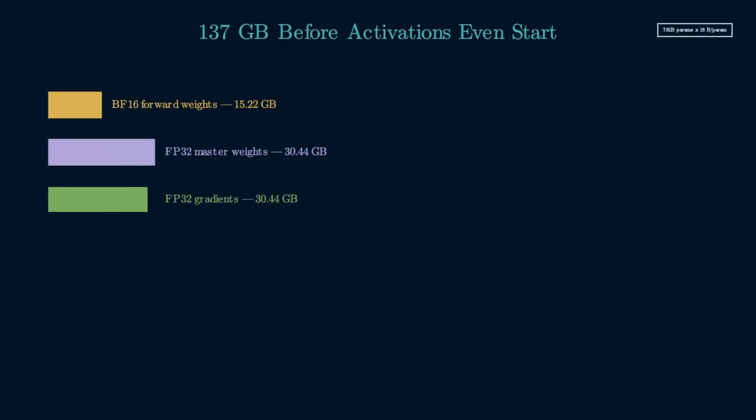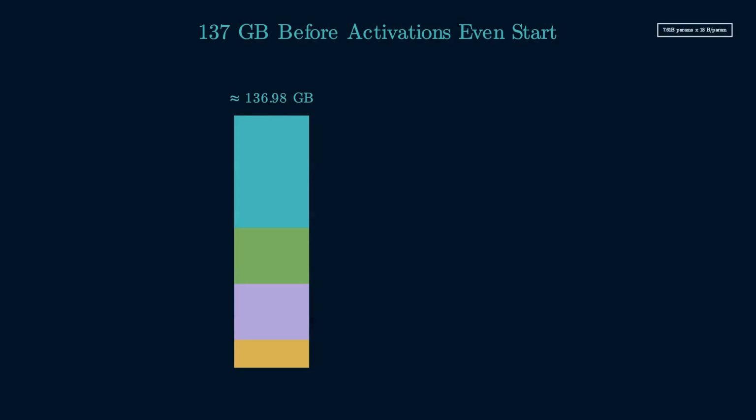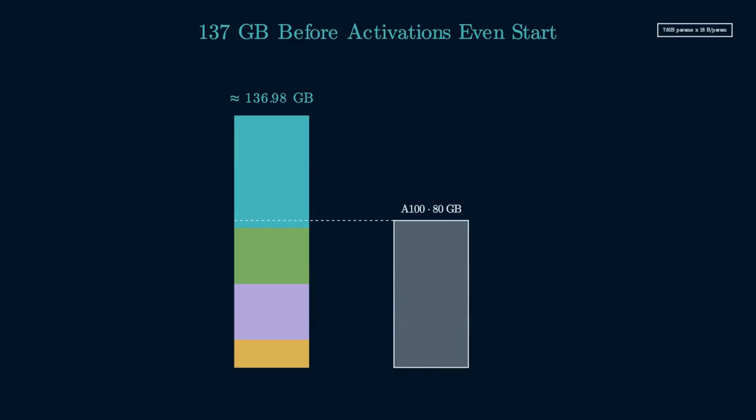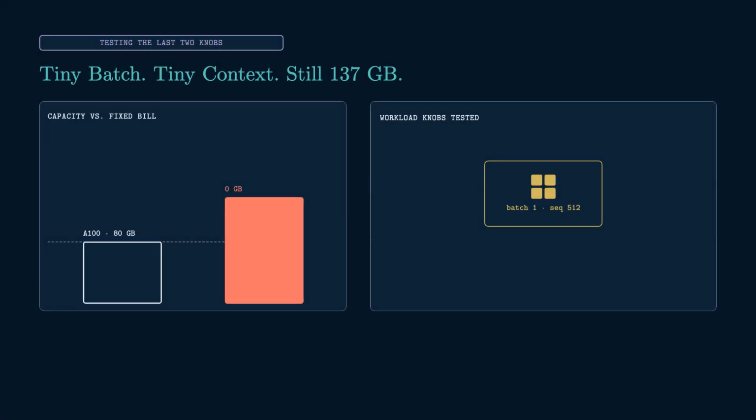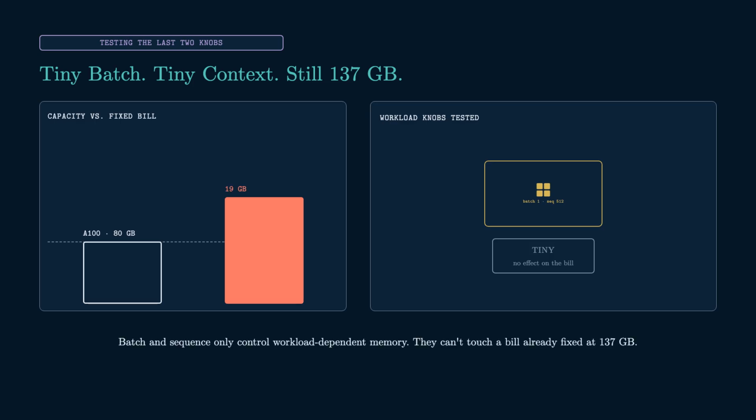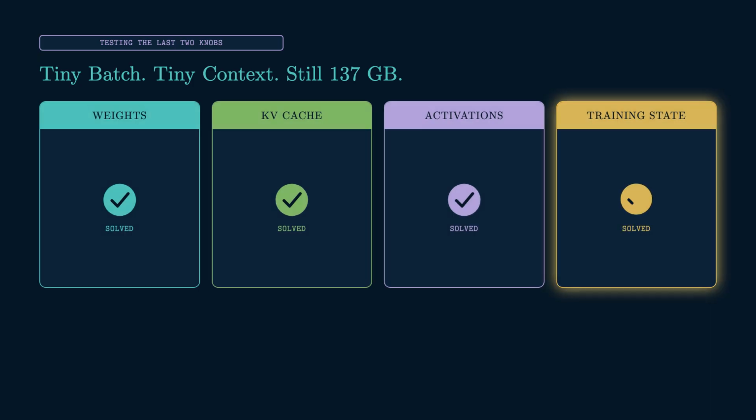7.61 billion parameters, at 18 bytes each, comes out to roughly 137 gigabytes of fixed training state. On an 80 gigabyte A100, the optimizer moments alone are more than 60 gigabytes bigger than the whole GPU. And no activations have been added yet. Batch of 1. Sequence of 512. It changes nothing, because those knobs only control workload-dependent memory, and this bill was already fixed at 137 gigabytes before the first forward pass. Fourth culprit, full training state.